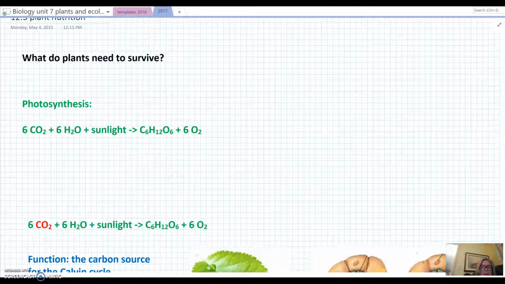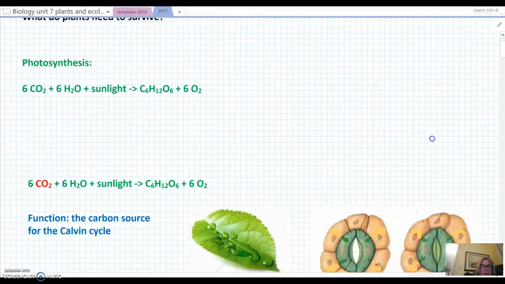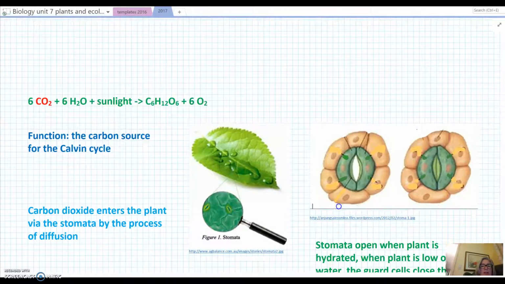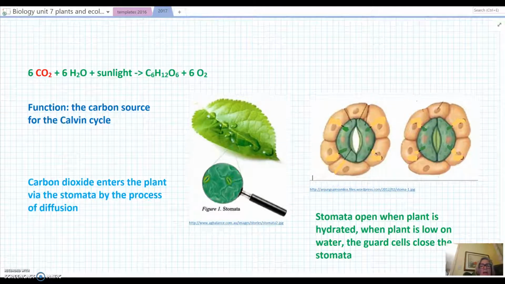So the first substance that a plant needs in order to survive, in order to carry out this reaction, is carbon dioxide. And its function is as a carbon source for the Calvin cycle. Carbon dioxide enters the plant via a structure in the leaf called the stomata that you have learned about before. It enters by the process of diffusion.